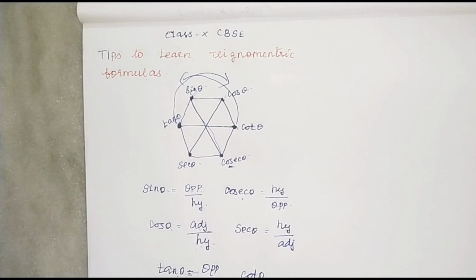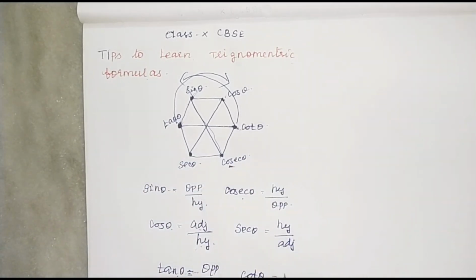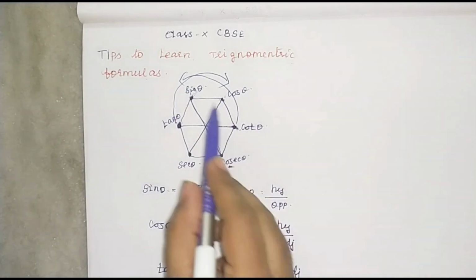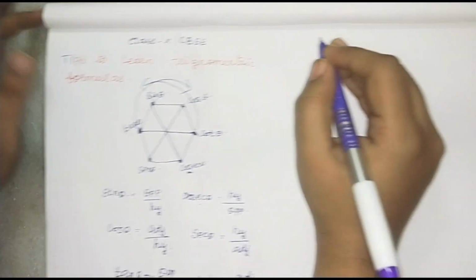Similarly, the reciprocal of tan theta is cot theta, so cot theta equals adjacent divided by opposite. If you memorize this diagram, you can write these formulas easily. Then the next one is complementary angles.